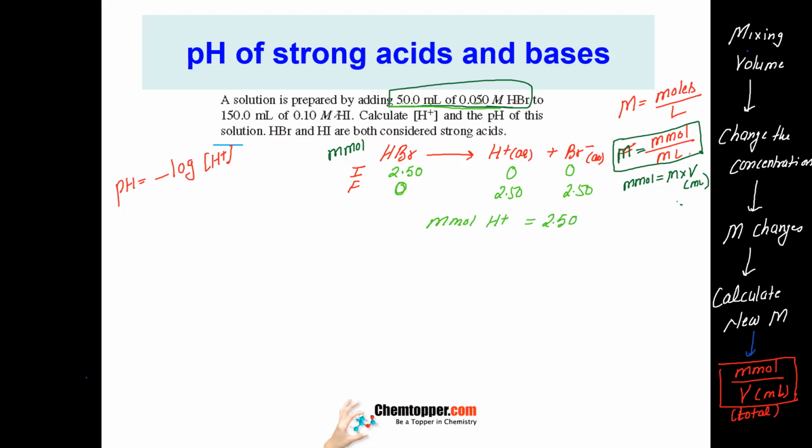Now I have to make the same table for HI. Complete the equation. Make the equation in millimoles. Who is going to tell me why I'm working with millimoles? Why I'm not working with molarity? You know, earlier I was working with molarity. Now I'm working with millimoles. So what is the reason that I'm working with millimoles? Isabella? Anyone?